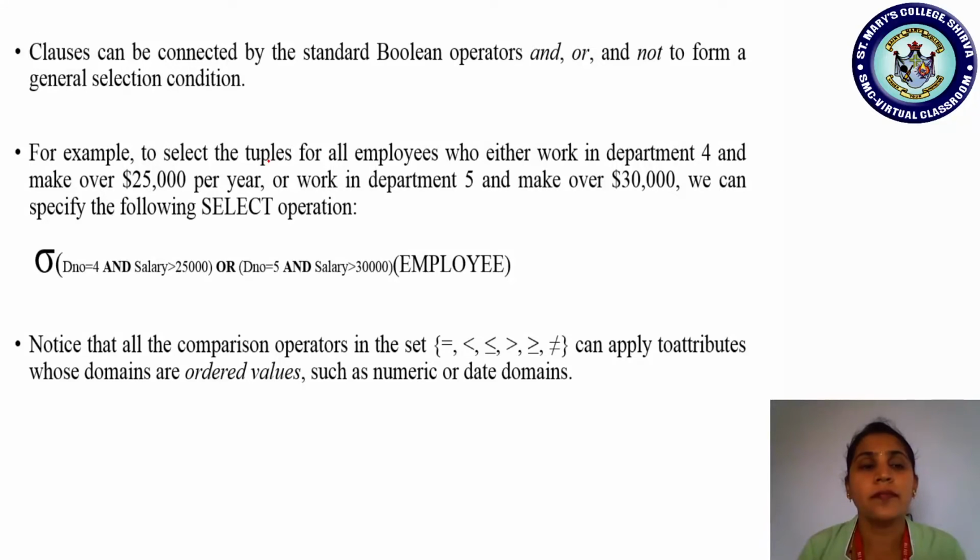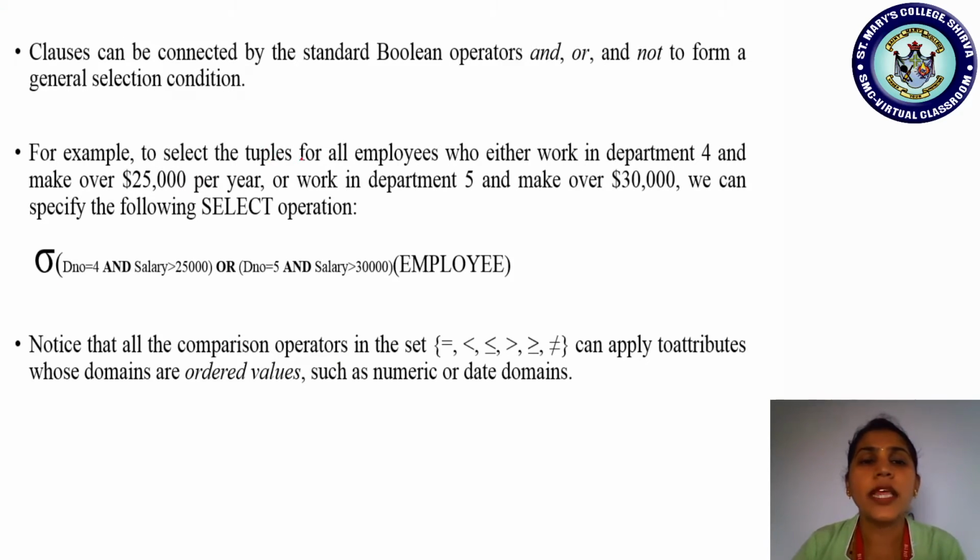Then clauses can be connected by the standard Boolean operators and, or, and not to form a general selection condition. In the selection condition we just discussed, I gave a very simple example with department number equal to 4, which is one qualifying condition. Such a selection condition can also be created with the help of the other operators: and, or, and not. So let us look into such usage.